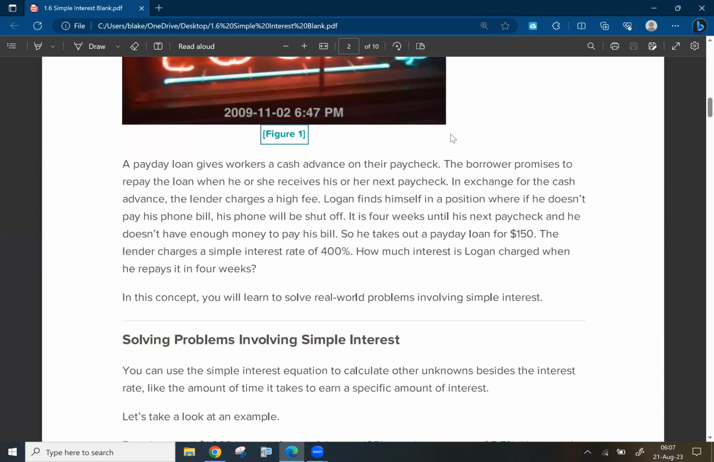A payday loan gives workers a cash advance on their paycheck. The borrower promises to repay the loan when he or she receives his or her next paycheck in exchange for the cash advance. The lender charges a high fee. That's just part of it.